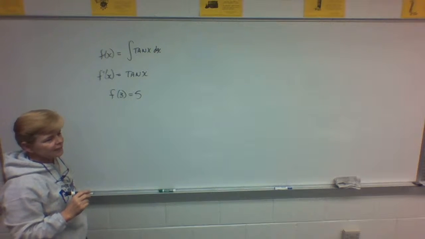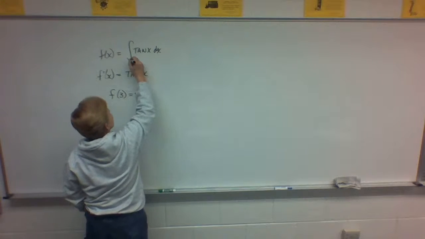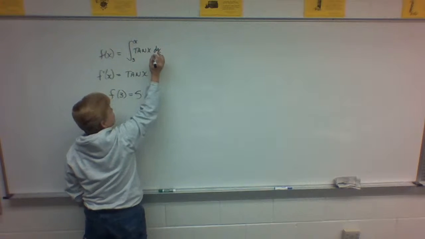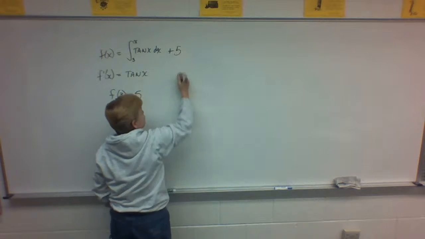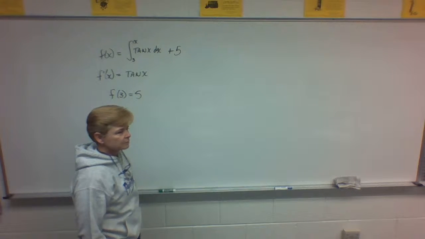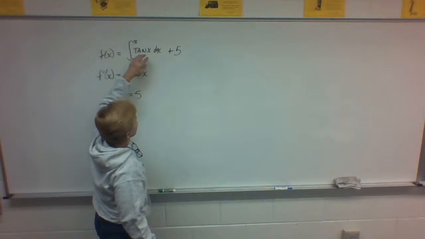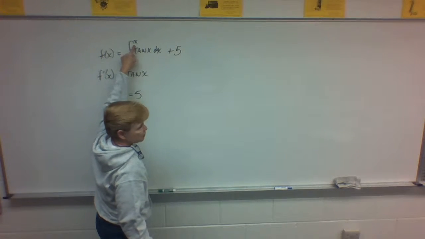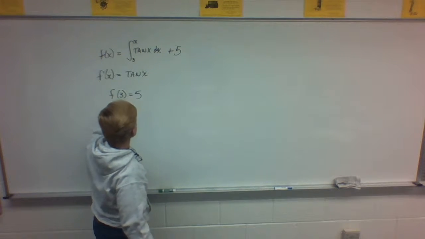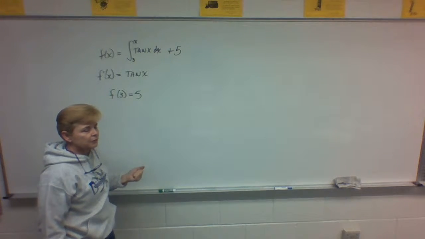Watch this. You're going to hate this. You're going to go, that's just cheating. I'm going to make it go from 3 to x and add 5. I just forced it to go through that point. Because when x is 3, the integral from 3 to 3 is 0. I don't care what you're integrating. The integral from 3 to 3 is 0. So when x is 3, if I add 5 here, I have just forced this function to go through the point 3, 5. Tricky.